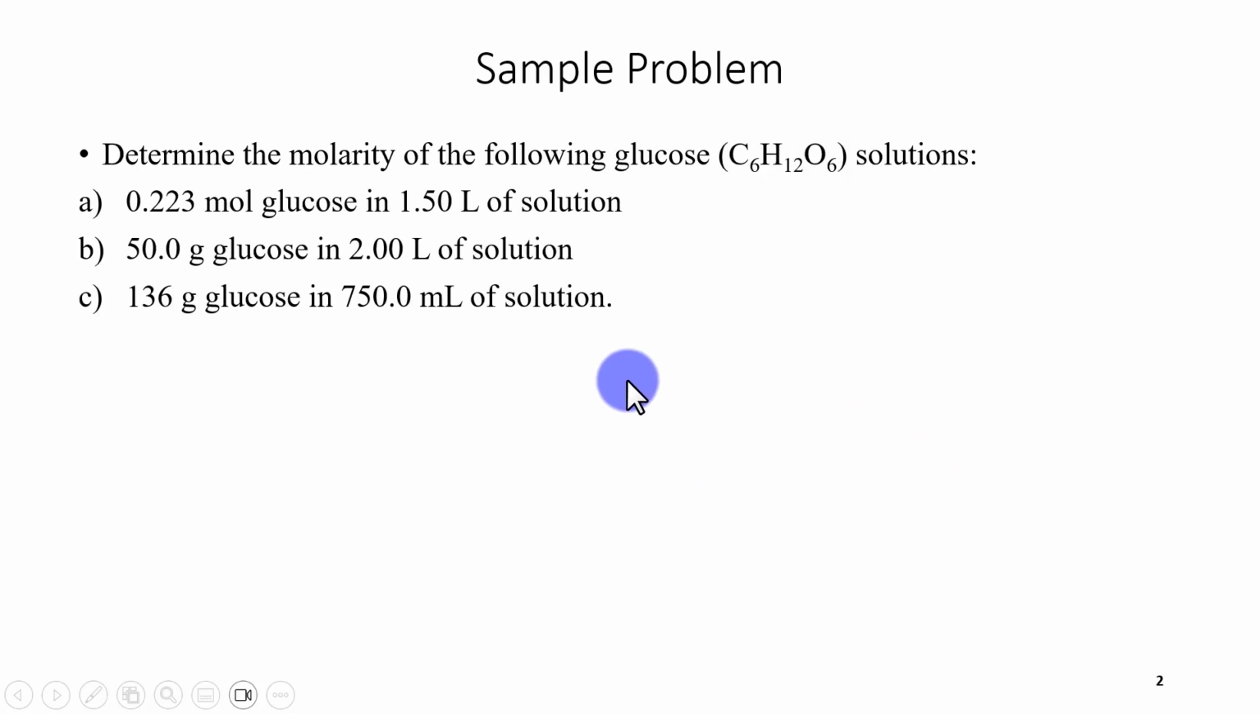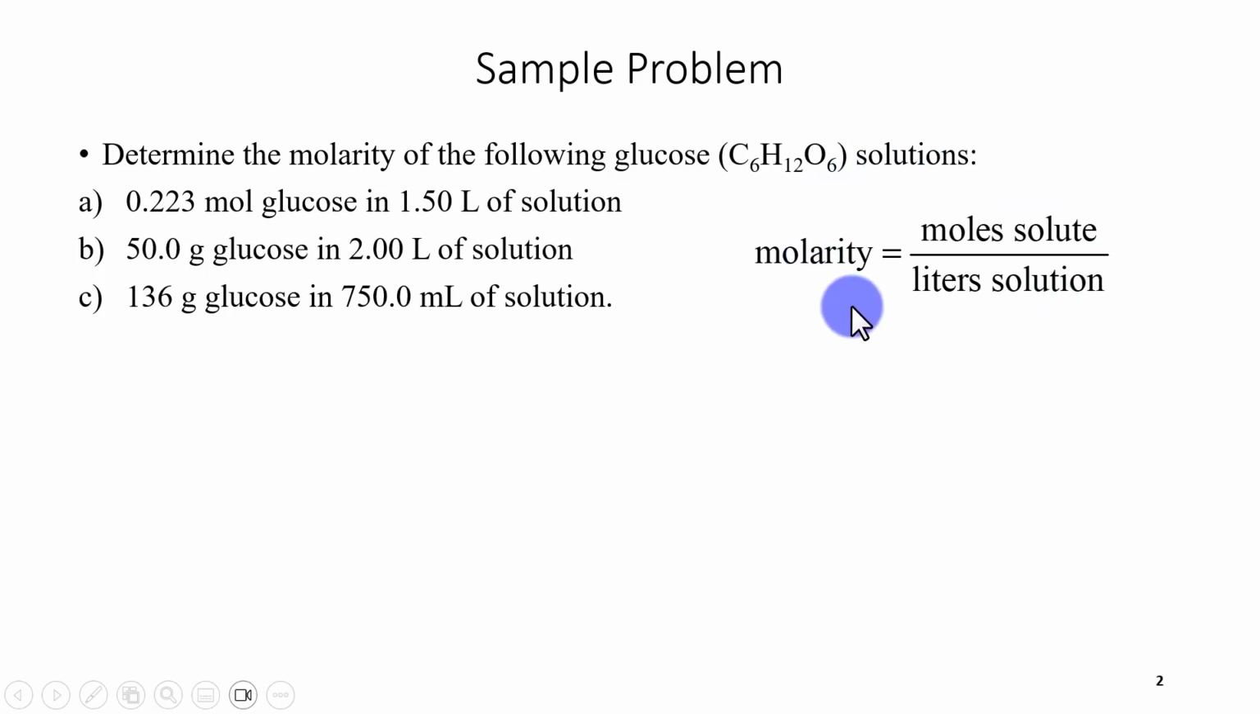Here's the sample problem for you to try. Determine the molarity of the following glucose solutions. So all of these are glucose solutions with different concentrations. You can have 0.223 moles of glucose in 1.5 liters of solution, 50 grams of glucose in 2 liters of solution, or 136 grams in 750 milliliters of solution.